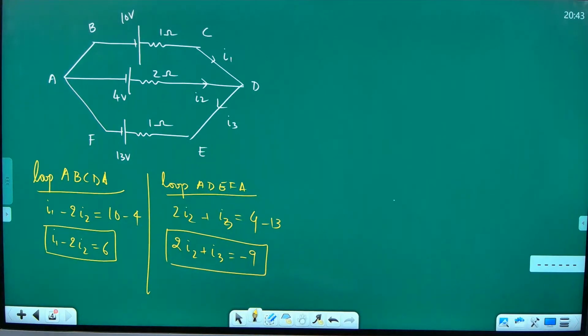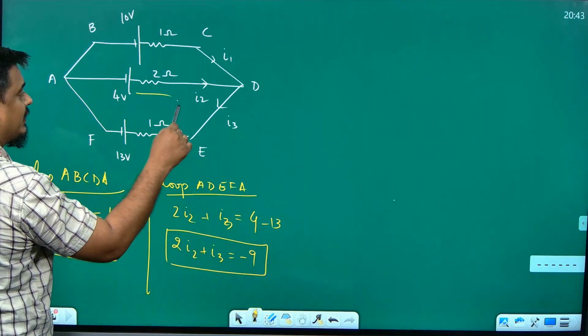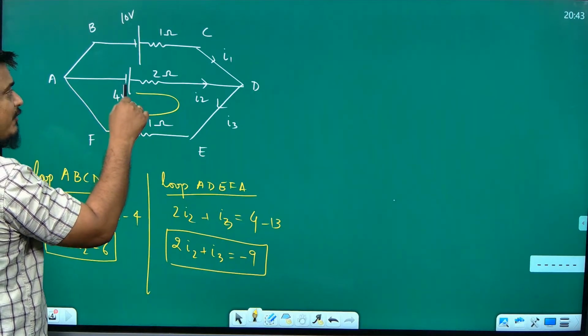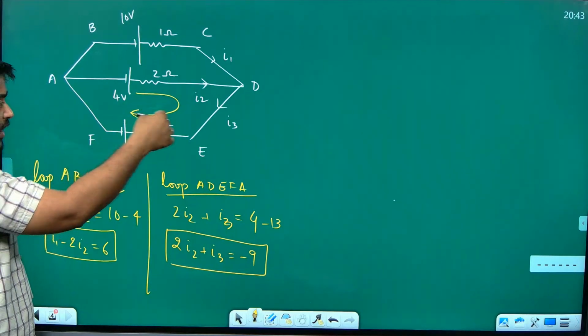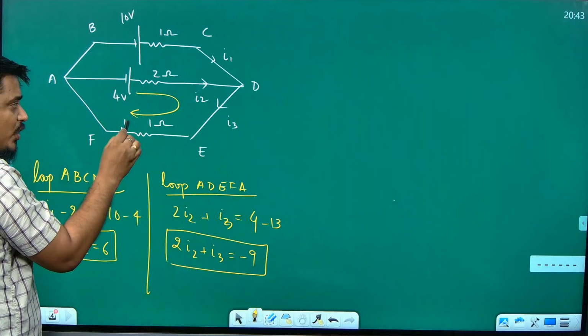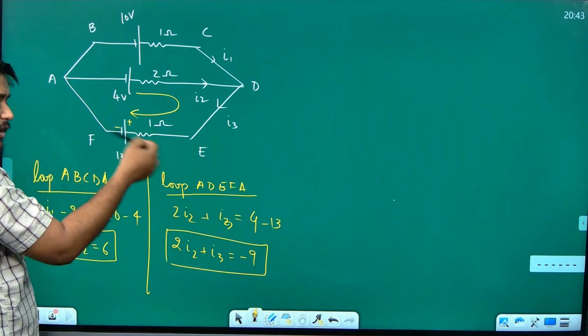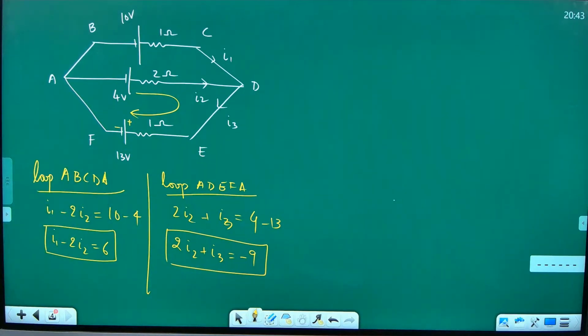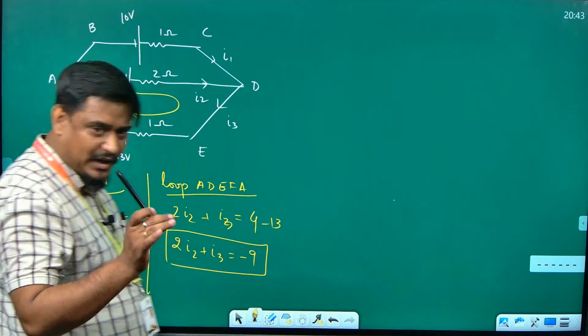How it came, you are asking? See, when you are going from here to here, you are going from negative to positive, so it is positive 4. When you are coming from this direction, you are going from positive to negative, so it will be negative. Now it is correct? Clear to you?